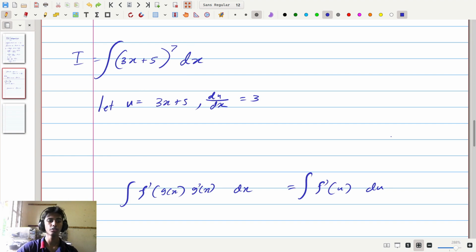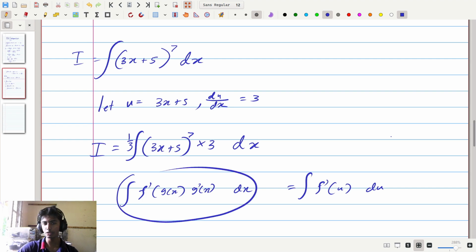The easiest way to do that is to simply take this integral, multiply it by 3 and then divide it by 3. To do that, what we're going to do is write the integral I being equal to 1/3 times 3 times this thing, 3x plus 5 to the power of 7. And since a constant can be taken in or out of the integral, I'm going to take the 3 on top into the integral and write that this is equal to 1/3 of the integral of 3x plus 5 to the power of 7 times that 3, all integrated with respect to x.